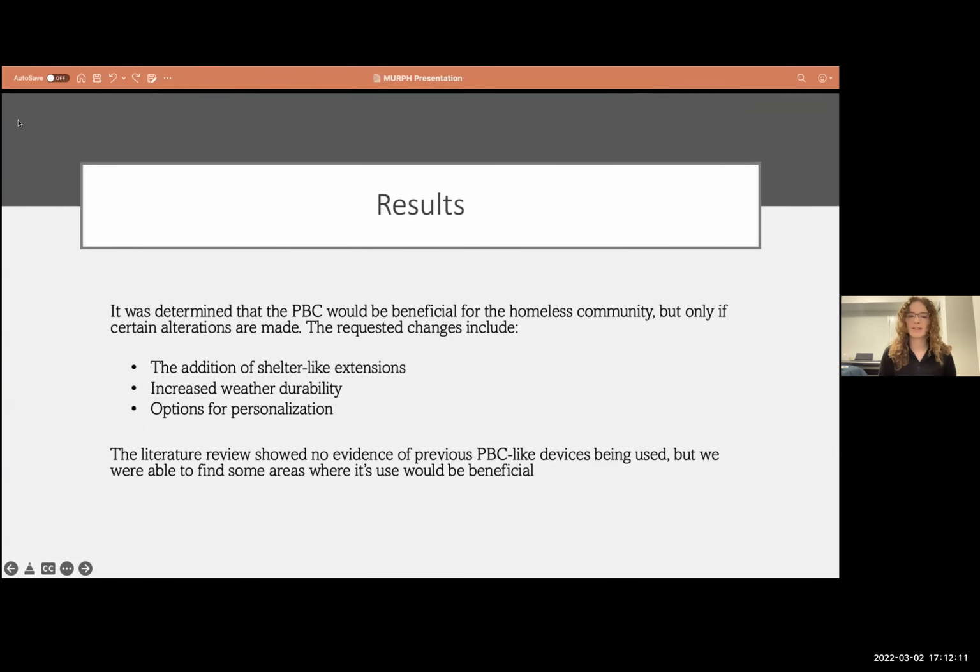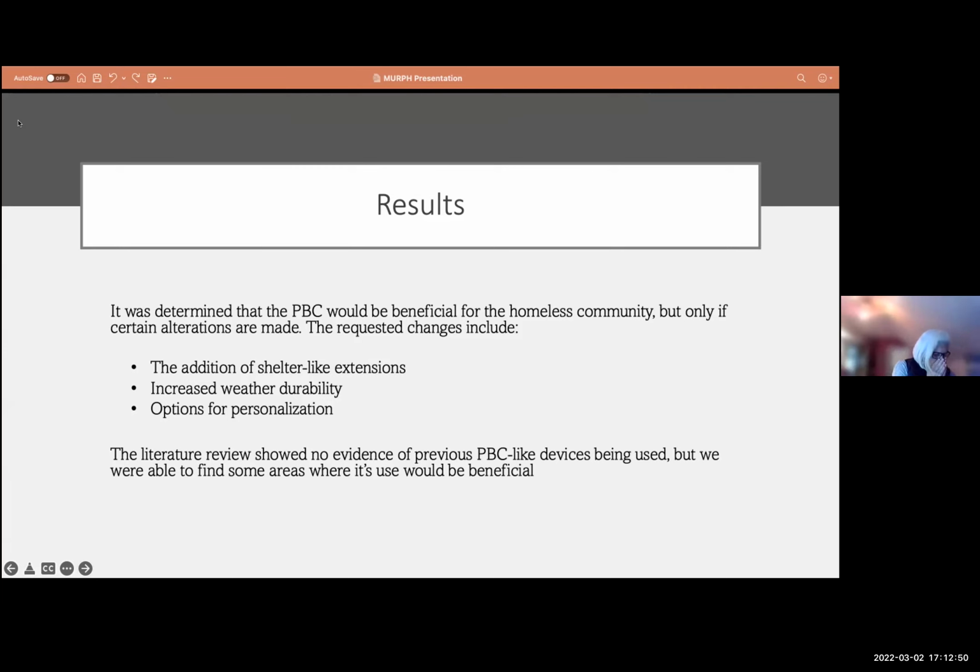Based on the data we have collected so far, it was determined that the PBC would be beneficial for the homeless community, but only if certain alterations were made. Many participants suggest that those who are unable or unwilling to access shelters would benefit most from the PBC device. In order to target this community specifically, it was recommended that we add shelter-like extensions, such as a pull-out canvas tarp or an extendable chair. It was also recommended that we increase weather durability by making more versatile casters, sealable doors, and adding splash guards. Additionally, it was requested that we increase options for personalization and remove the GPS system so it feels more personable.